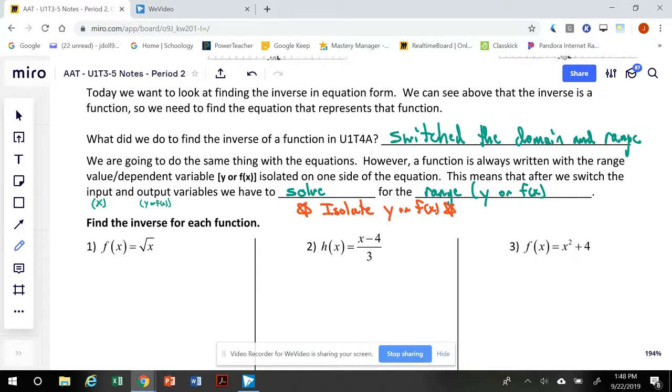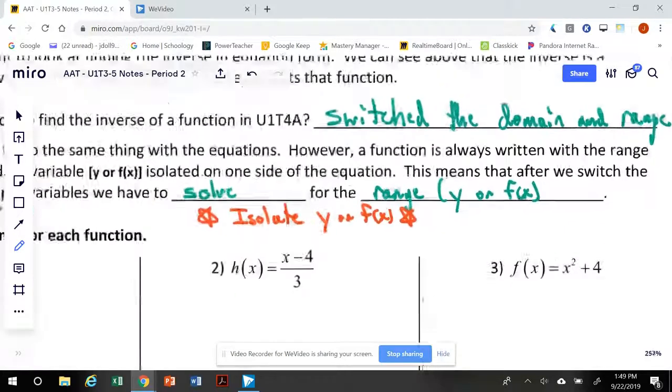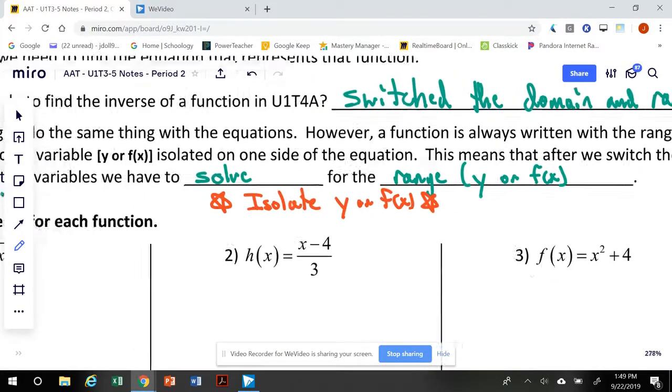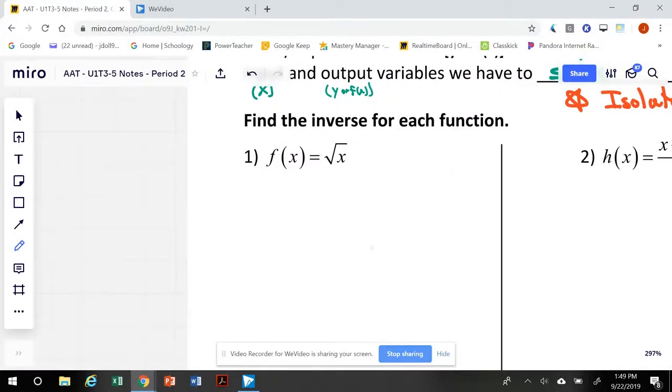But whenever we write a function, whether it's an inverse of a function or the original function, we always write it with the range or output variable, y or f of x, alone on one side of the equation. So once we flip x and y, the key is then we are going to have to solve for y, which means to isolate the variable. So pretty straightforward here. So let's do an example together.